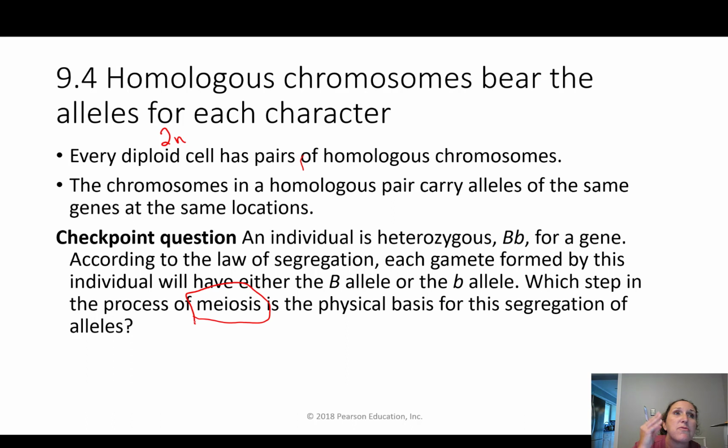So if you go back and you think about meiosis, you think about how we took that cell with two alleles in it and we separated that out. So that's going to be a meiosis 2. I would say probably anaphase would be the most technical definition of that.